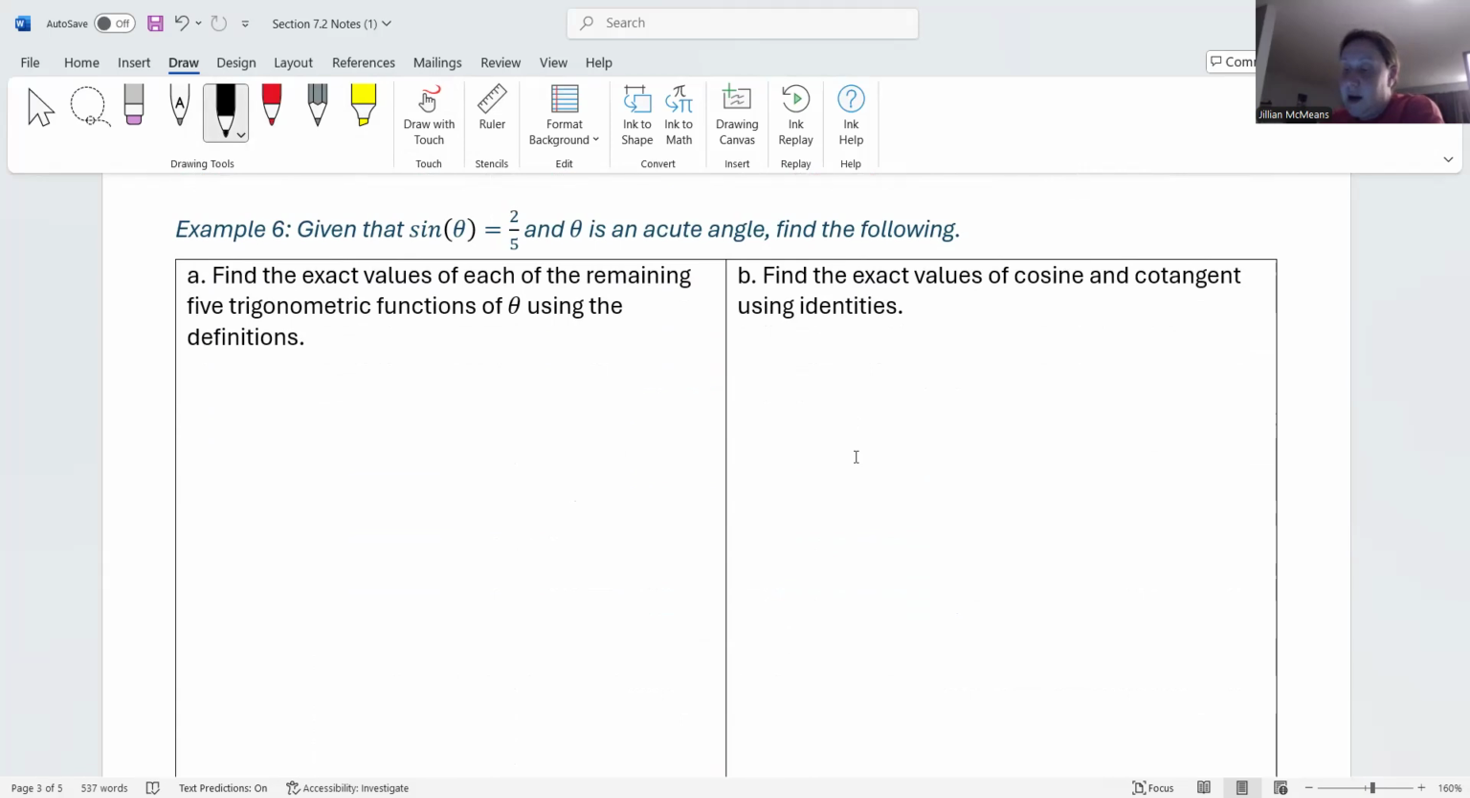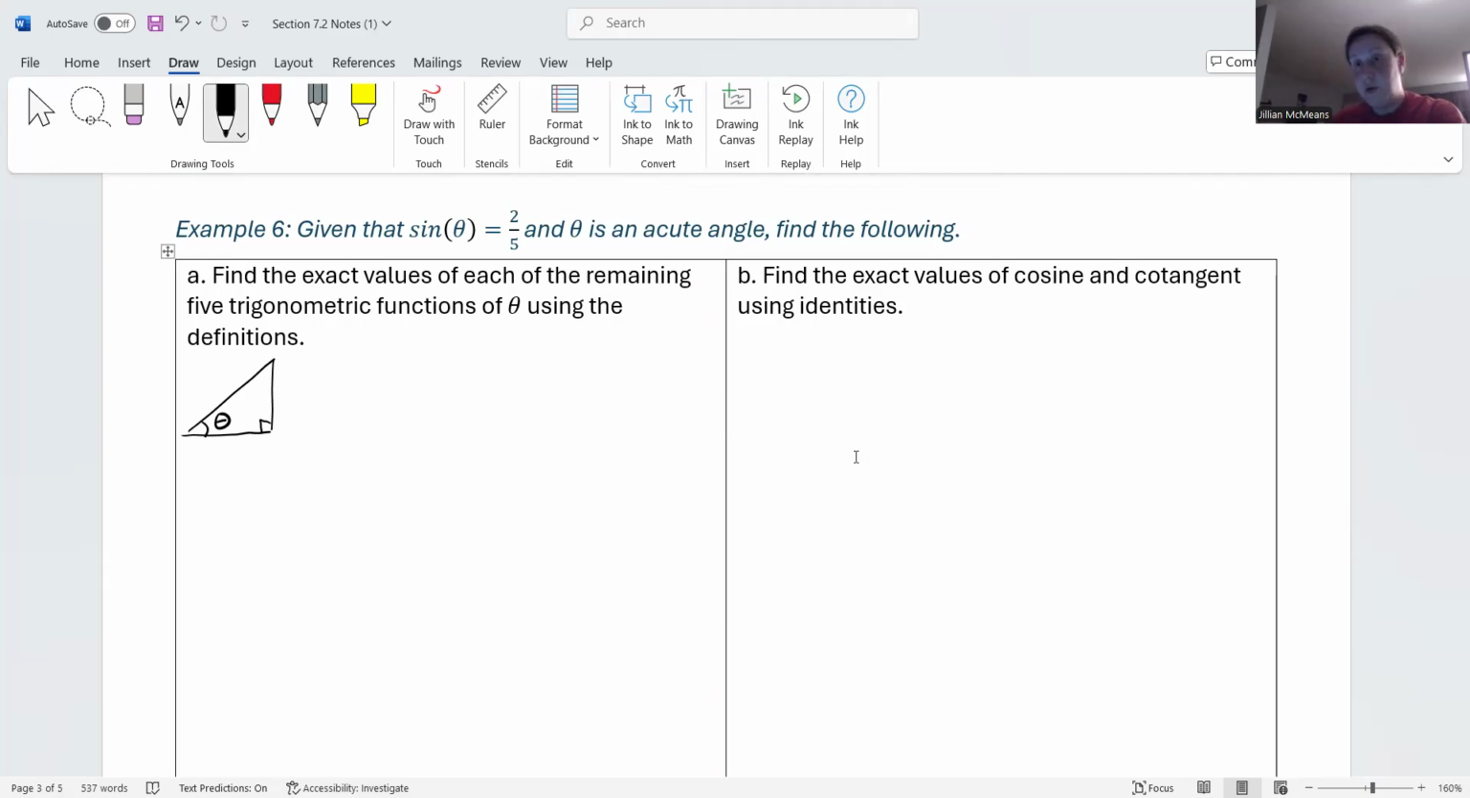Part A here says, find the exact value of each of the remaining 6, or well, there's 5 remaining, but find the rest of the 6 trigonometric functions. Okay, so let's just go ahead and draw this. We have a right triangle, and let's label theta right here. We know the relationship between theta and the sides of the triangle as far as sine is concerned is always opposite over hypotenuse.